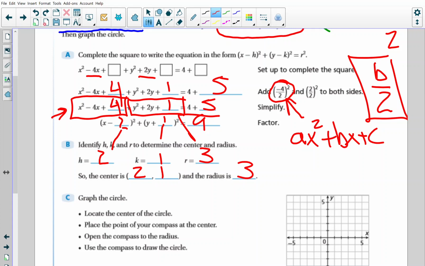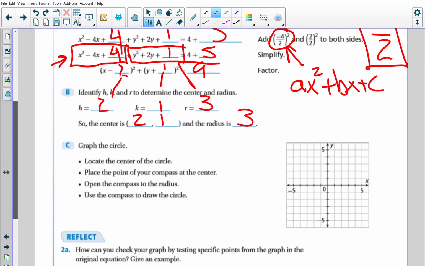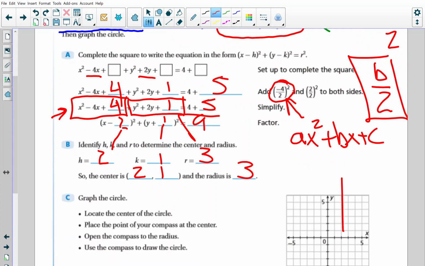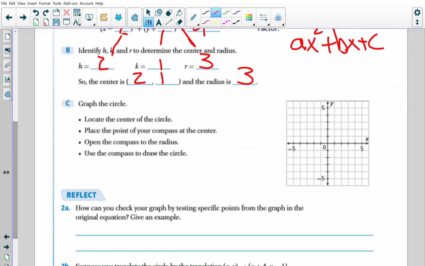When you graph that, (2, 1), apologies, (2, 1) with a radius of 3. 1, 2, 3. 1, 2, 3. More or less.